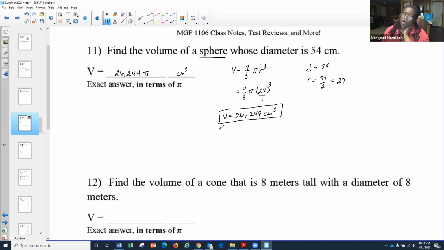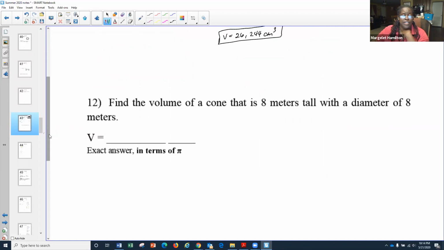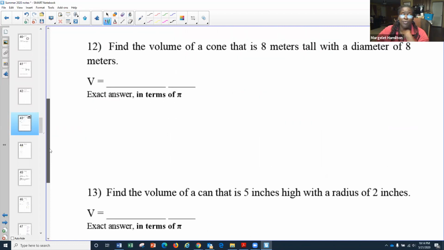So if you need to draw a picture, do it. But sometimes you don't need to draw a picture. You just need to look at the information that they give you and then decipher it and make sure you're plugging it into the right place.